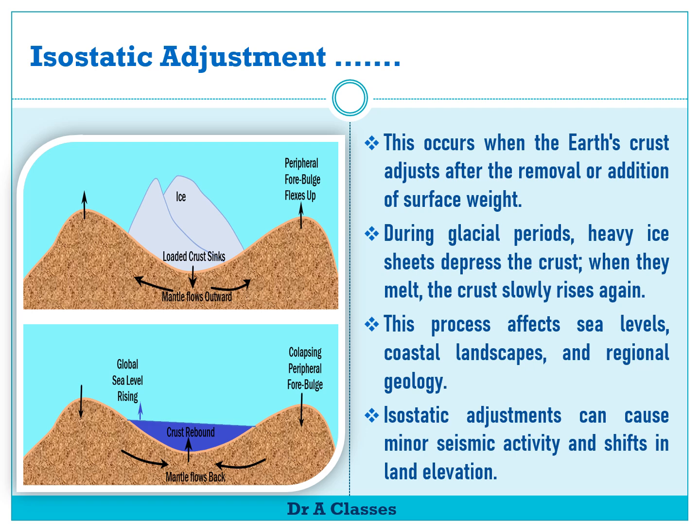This occurs when the Earth's crust adjusts after the removal or addition of surface weight. During glacial periods, heavy ice sheets depress the crust. When they melt, the crust slowly rises again. This process affects sea level, coastal landscapes, and regional geology. Isostatic adjustment can cause minor seismic activity and shifts in land elevation.